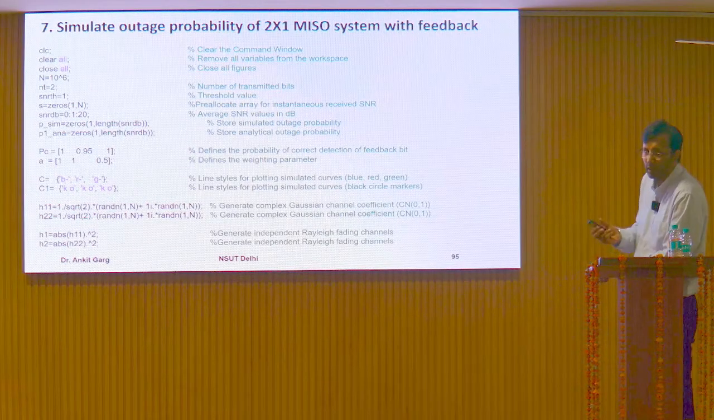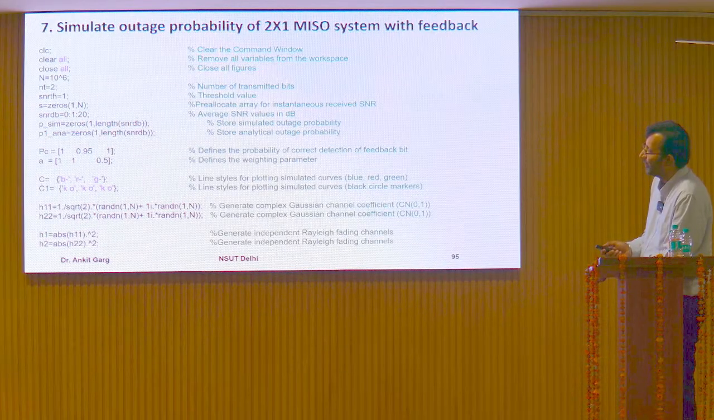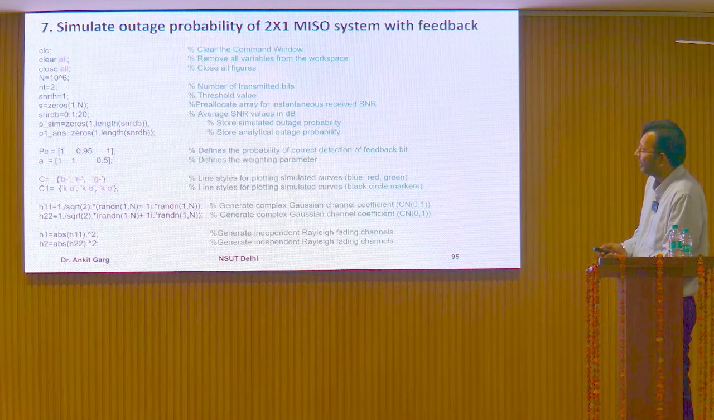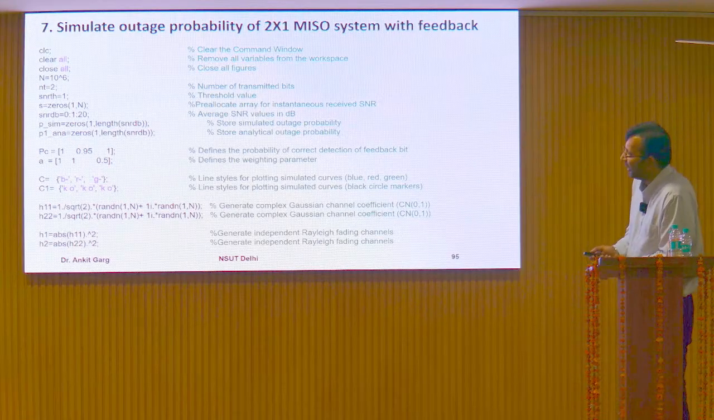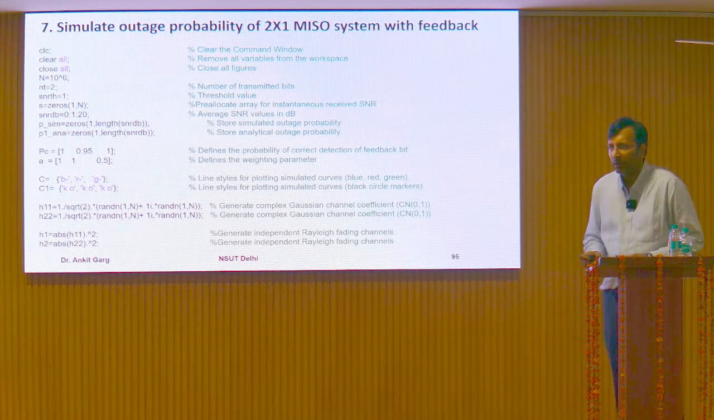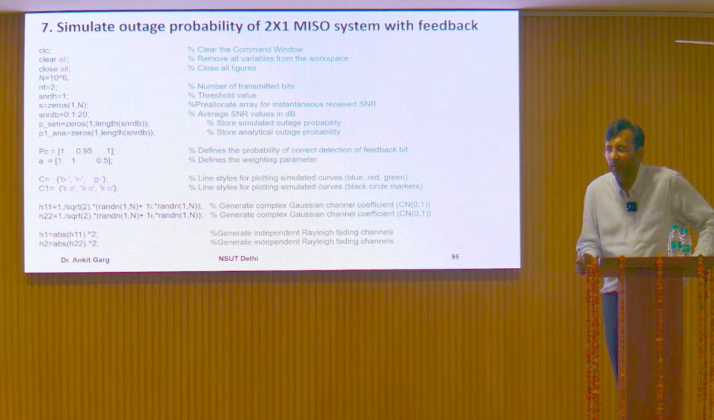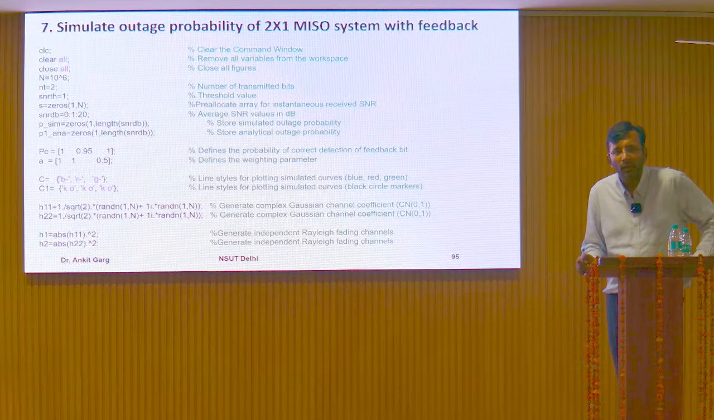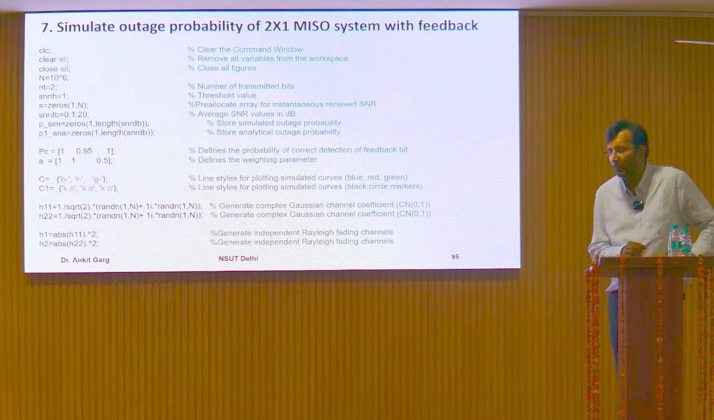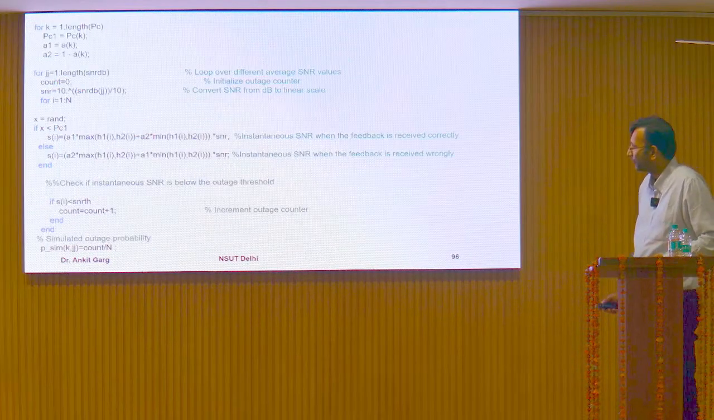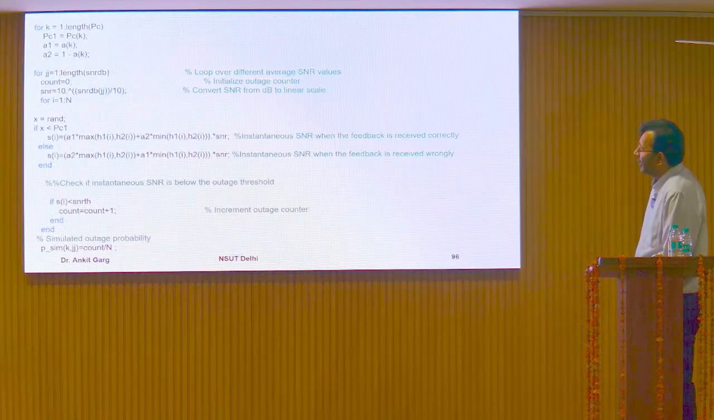PC 1, A 1. It means best transmit antenna selection, right? PC 0.95, and still we are allocating whole power to the single antenna. It means best transmit antenna selection with erroneous feedback. PC equals 1 and A equals 0.5. What does it mean? If we select A equals 0.5 for a 2x1 system, we are giving equal power to both the transmit antennas, 0.5 and 0.5, right? Okay.